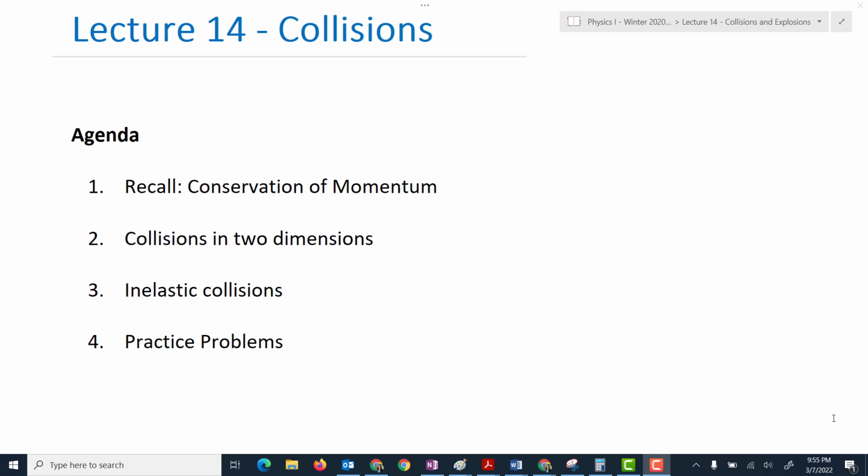All right, in this lecture, we're going to go over collisions. We're going to begin with a quick recap of conservation of momentum, and then we'll talk about collisions in 2 dimensions, inelastic collisions, and then we'll do some practice problems.